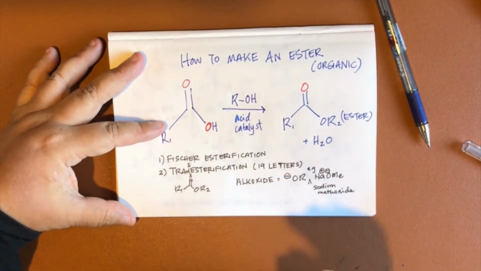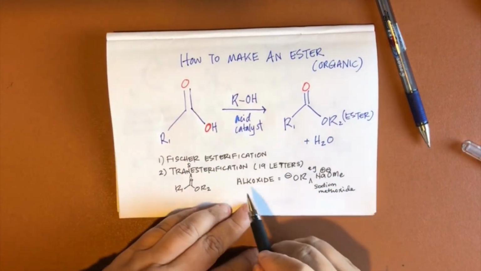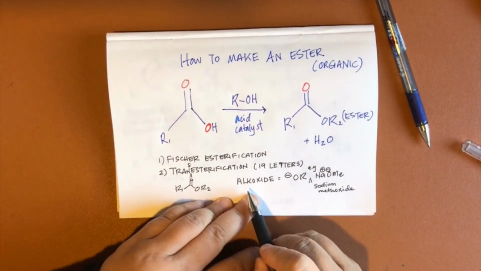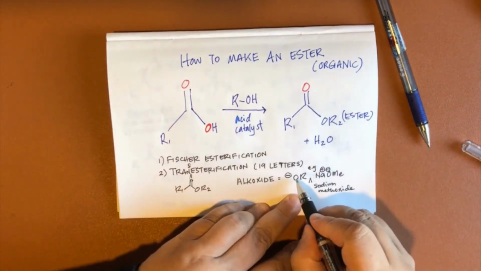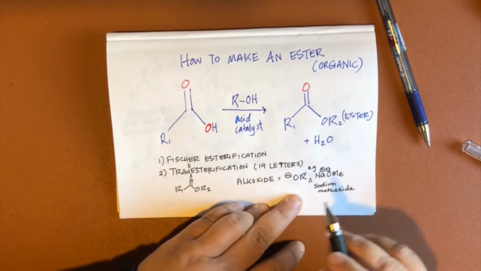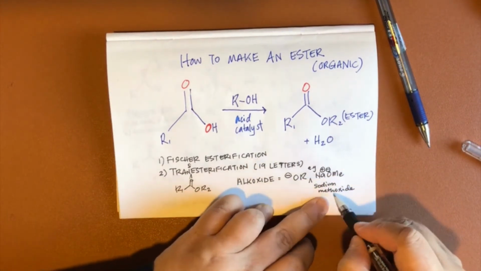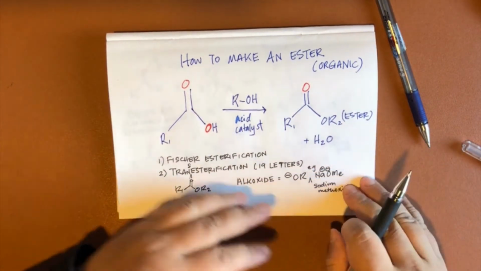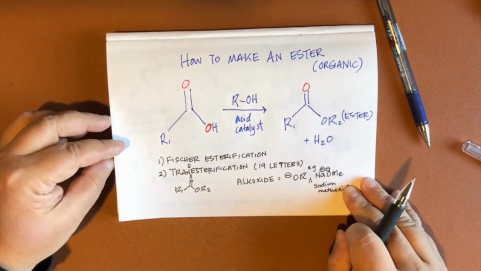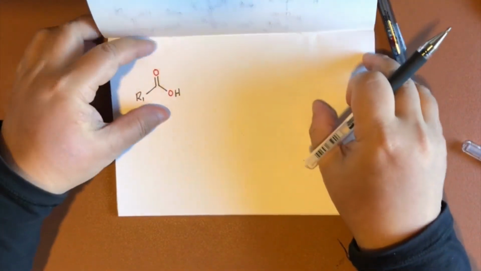Now, how to do that is that we can swap the esters by using an alkoxide. An alkoxide is an organic compound with an O minus. For example, sodium O-methyl, sodium methoxide. This is one example. I'll show you more. I'll show you what I meant by this. Let's go on to the next one.